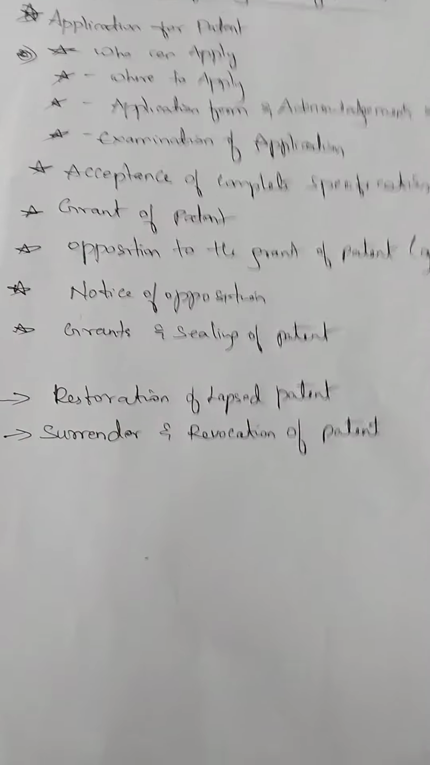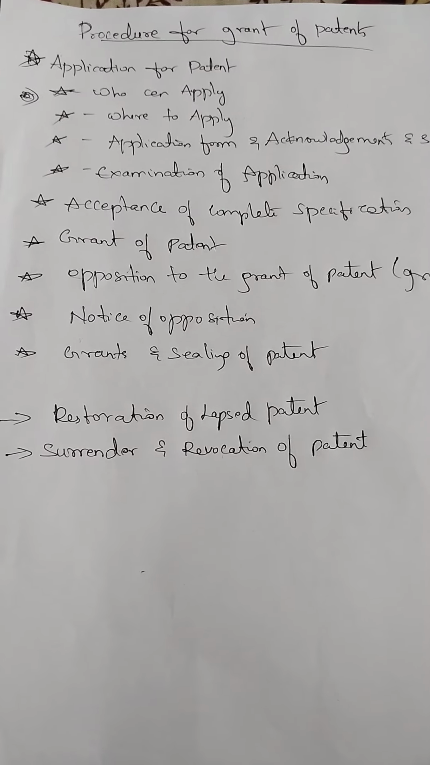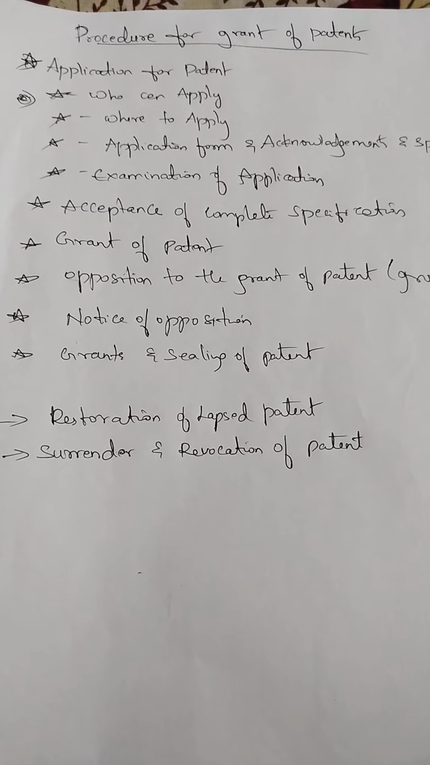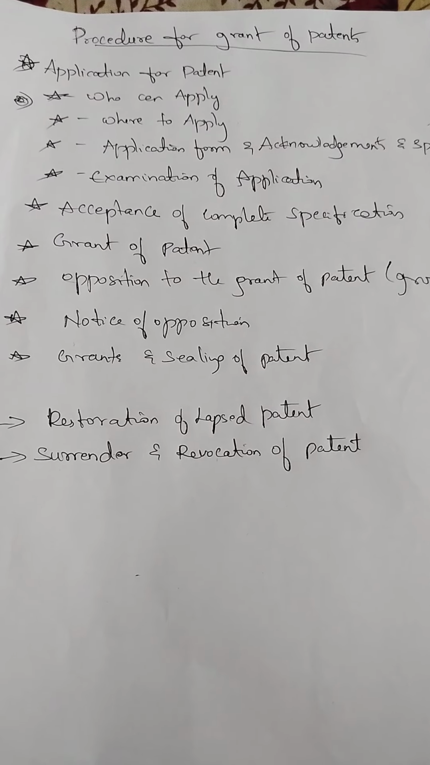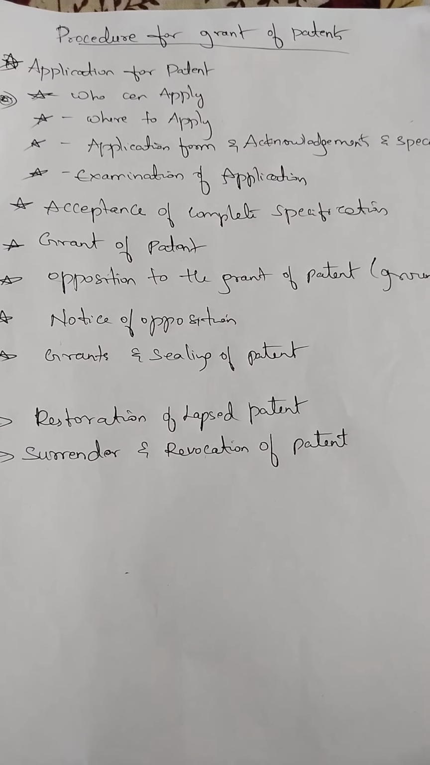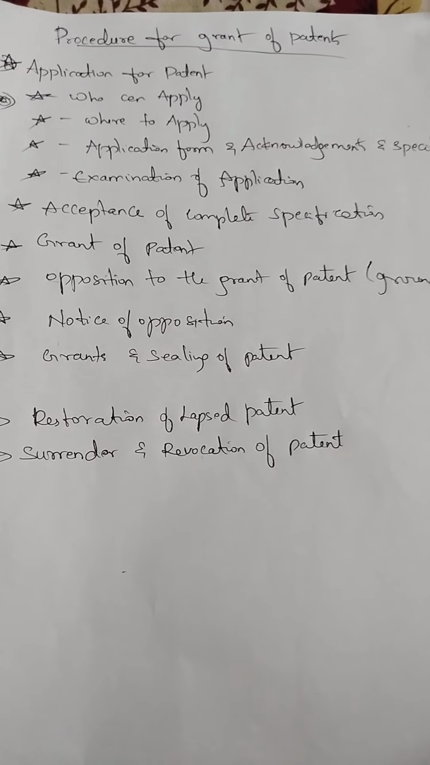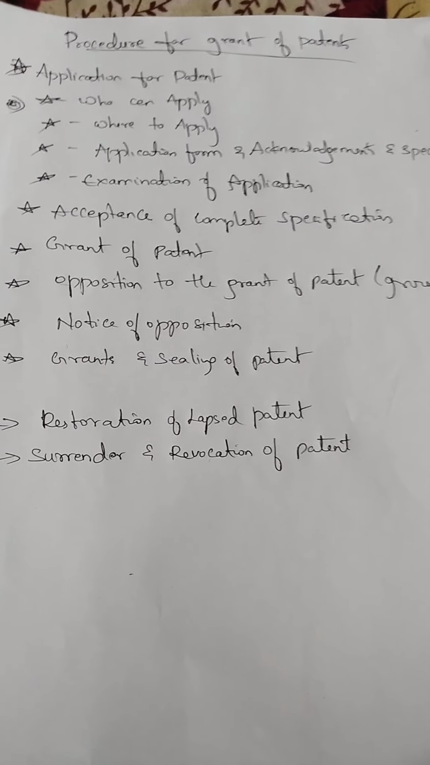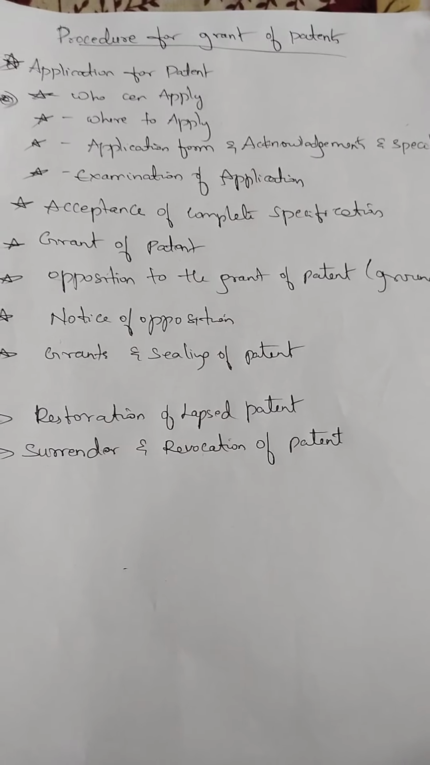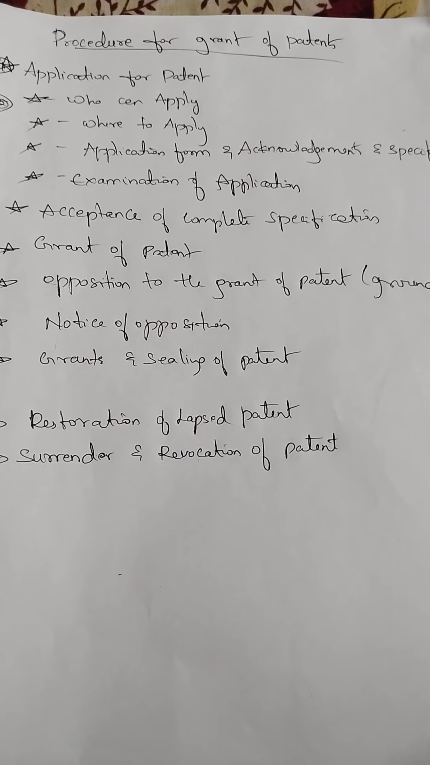Now the next thing is, where should you apply for patents? Patents should be applied for at the patent office. This patent office is established by the Government of India, and is given the legal authority to grant the patent. Obviously this patent office will have certain representatives from the government, who are nominated, and they can grant the patent.